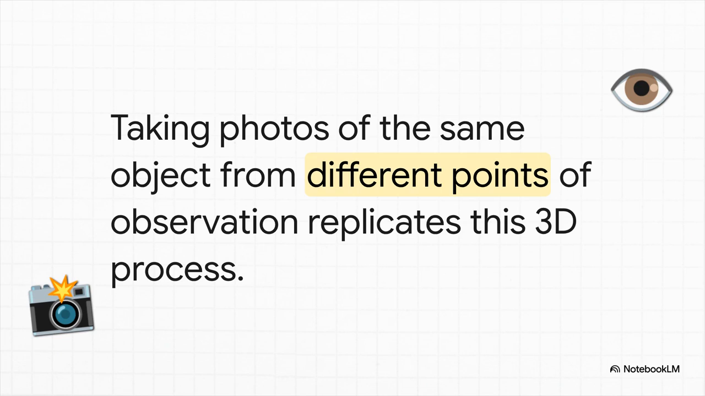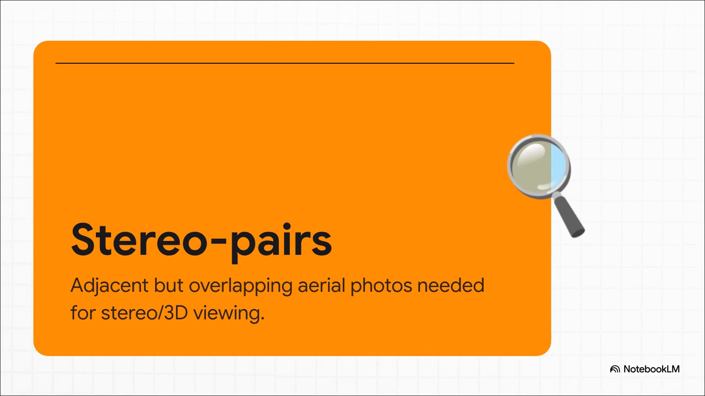So, we just steal that exact same idea for photogrammetry. We basically give a single camera lens the power of two eyes, just by moving it. If we take pictures of the same spot from different locations, we've effectively created a left eye and a right eye view. Now, in aerial photogrammetry, these different views are called stereo pairs. They're just adjacent photos of the same area taken from slightly different points as the airplane flies along. These overlapping pictures, they're the absolute essential building blocks for creating that 3D magic.